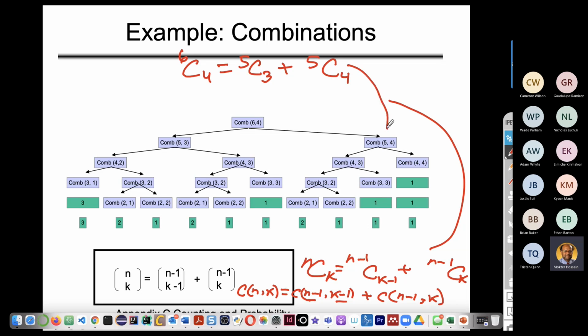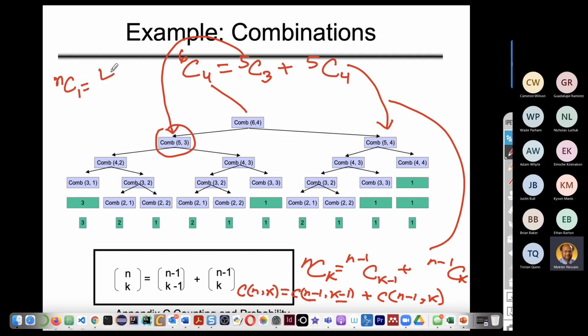So this is the 5C4 over here, and this is that one, and this is this one. So we get 5C3. Whatever function name you give, C(6,4) equals C(5,3) plus C(5,4), and then again you split this using the same formula: C(4,2) plus C(4,3), and then you do this, you get C(3,1), C(3,2).